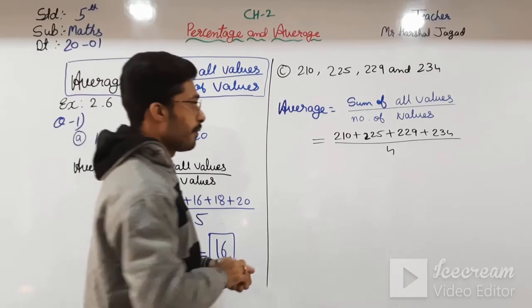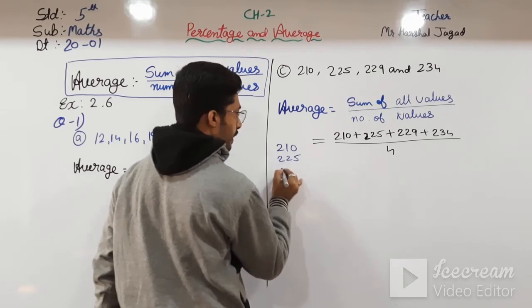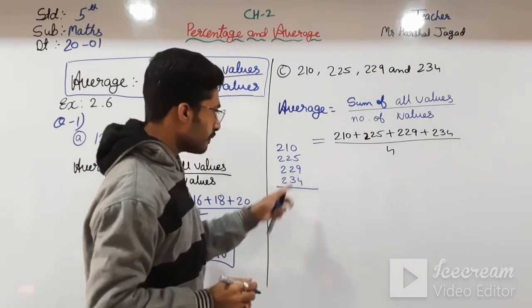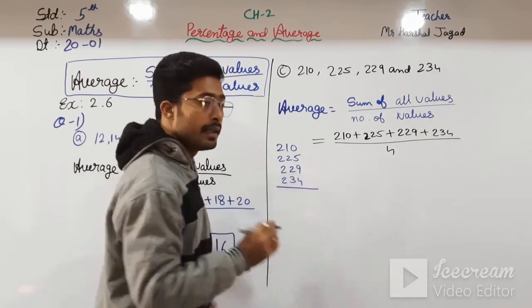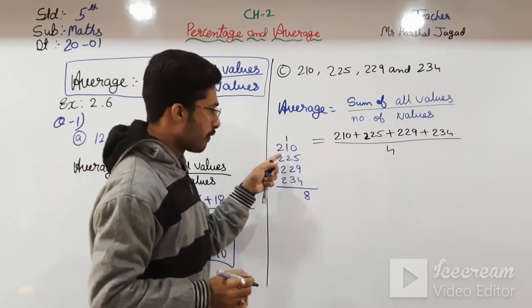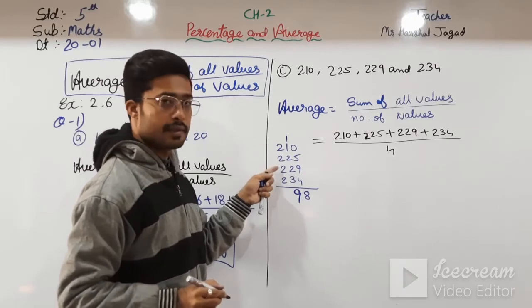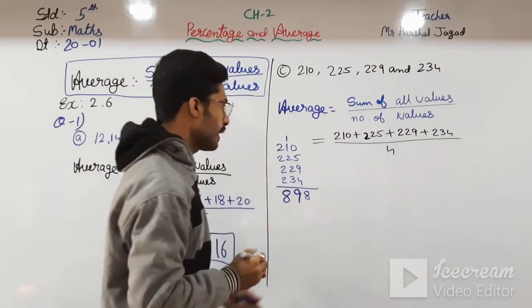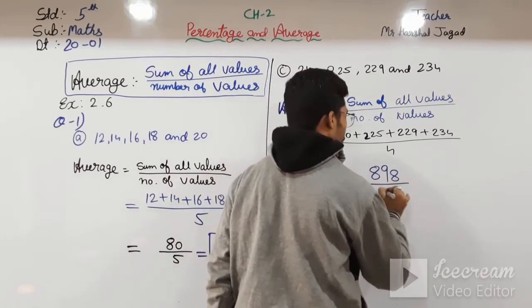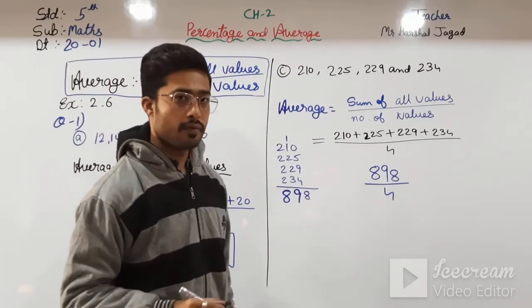So now doing the sum over here: 210, then 225, then 229, then 234. Here 5 plus 4, 9, 9 plus 9, 18. So here 1, here 8. Then 1 plus 1, 2, 2 plus 2, 4, 4 plus 2, 6, 6 plus 3, 9. Here 2 plus 2, 4, 4 plus 2, 6, 6 plus 2, 8. Then here we have got 898 upon 4.